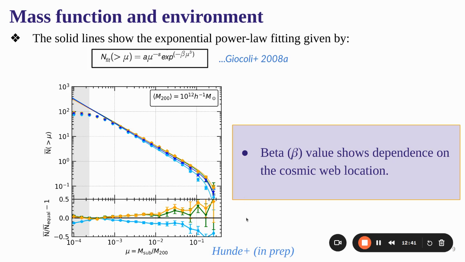When we see the relative difference with the equally weighted sample in the lower panel, we can see that the difference is higher at the high mass end of our mass function. Also, we fit our mass function using an exponential power law fit. In previous works, it has already been shown that a power law is the best fit for the subhalo mass function, but it doesn't fit the high mass end well, so we use an exponential power law fit. As you can see, the solid line represents that. From our fit, the normalization and the power law exponent show weak dependence on the environments of the host halos, but the exponential term depends strongly on the cosmic web environmental location, and also on the host halo masses.